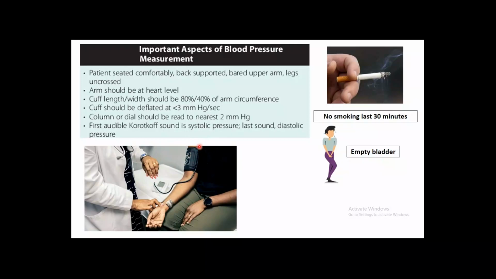As we said, the arm should be at the level of the heart, and the cuff should be of adequate size, that should be at least 80% of the arm circumference. We are talking about the bladder of the cuff. Deflate gradually at a slow rate, 1 to 2 millimeters mercury per second, and get the first Korotkoff sound, which is the systolic blood pressure, where the first sound is heard by auscultation of the brachial artery while deflating the cuff, and record the last sound, which is the fifth Korotkoff sound, denoting the diastolic blood pressure.